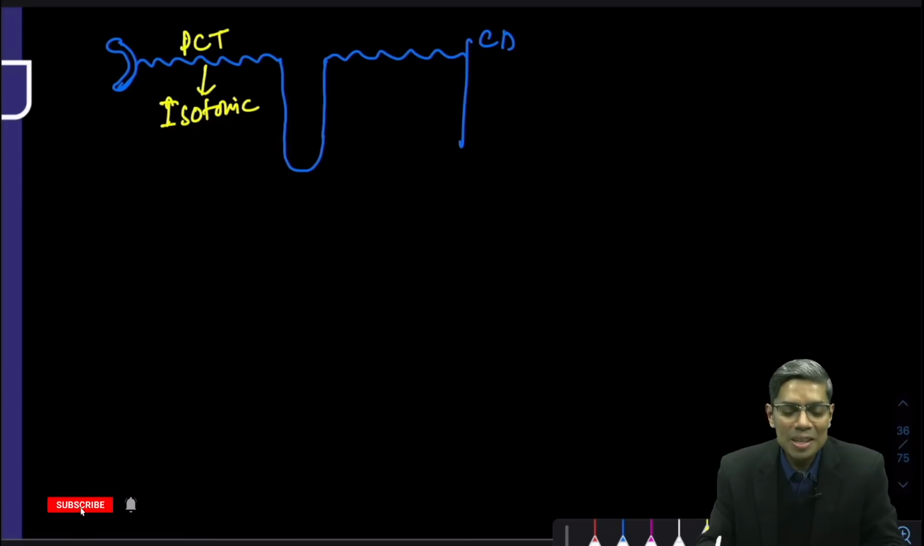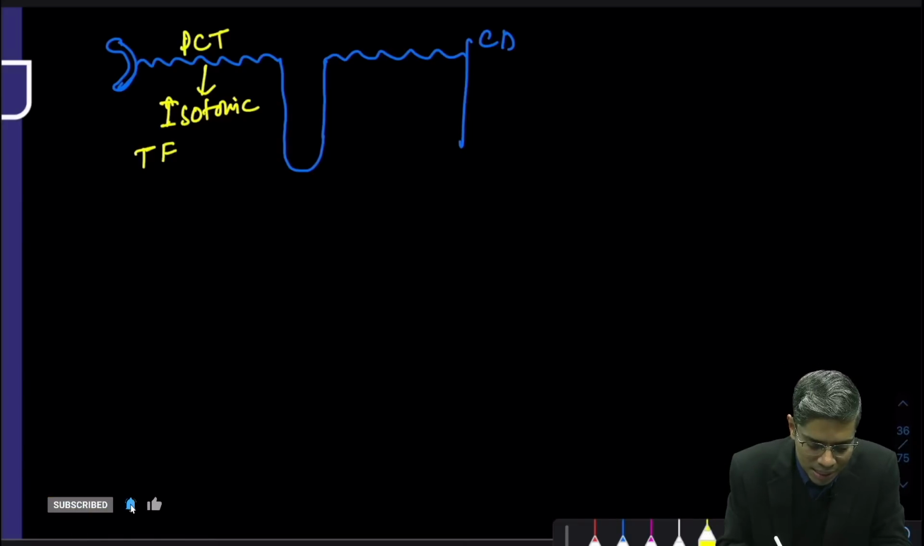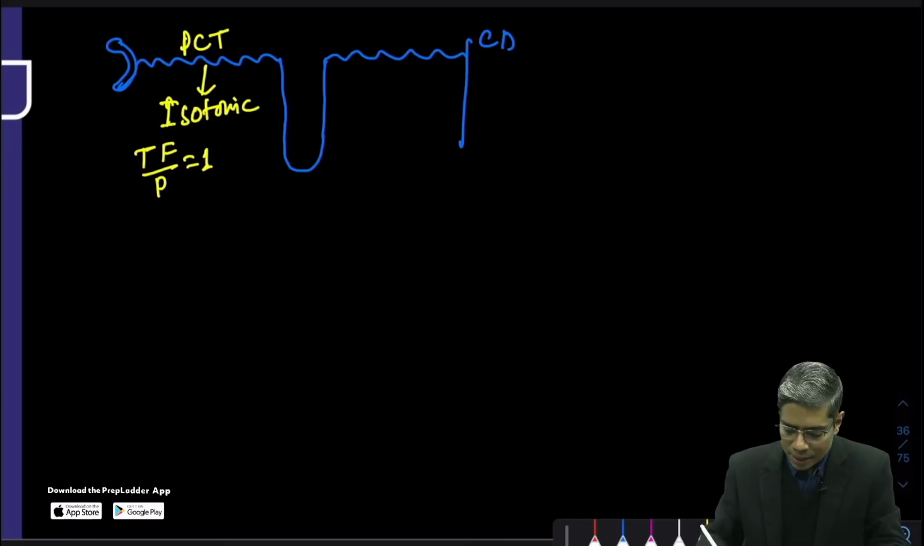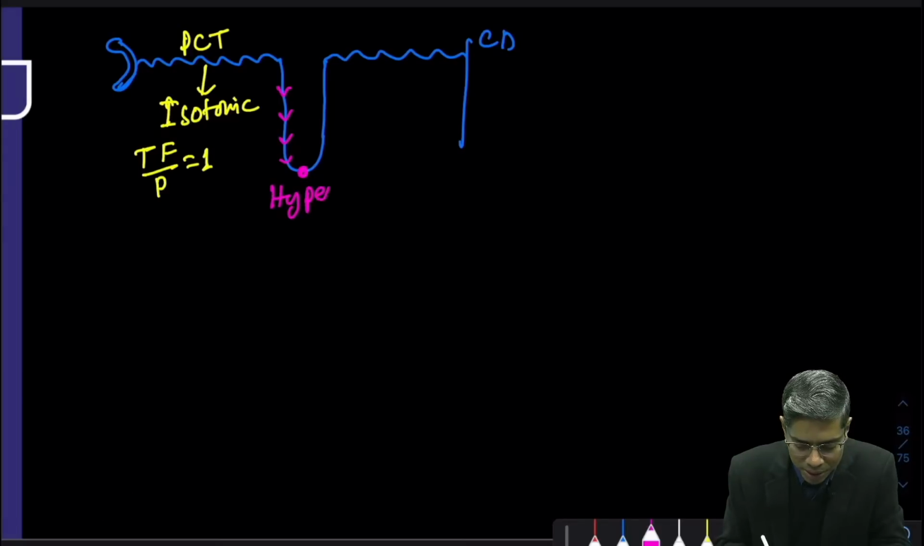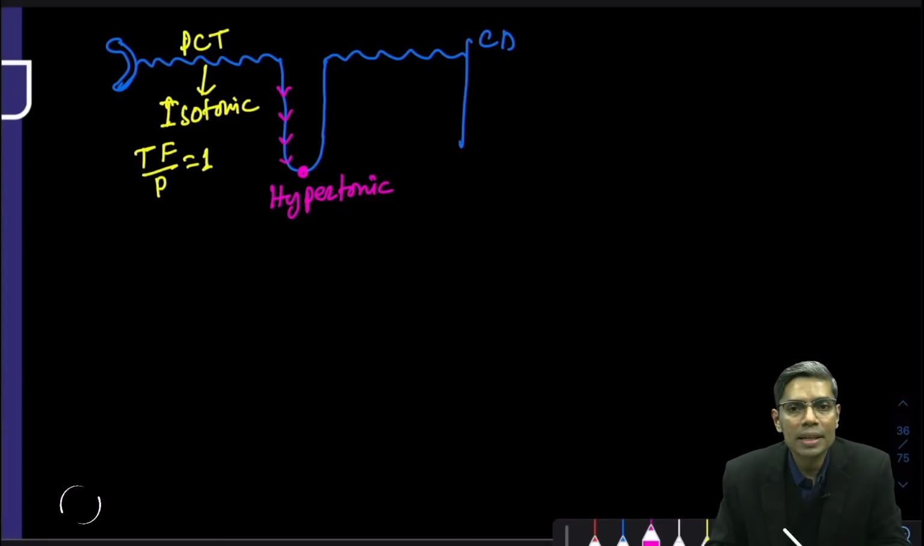So, PCT is isotonic. Isotonic means what will happen? TF upon P will be equal to 1, right? Then you know that when the fluid is going through this loop of Henle, water will be reabsorbed, but solute is not going to be reabsorbed. That's why at the tip of loop of Henle, the solution will be hypertonic, right?